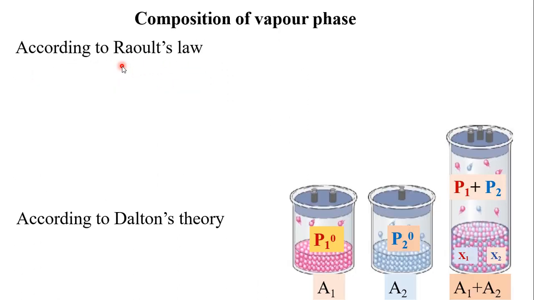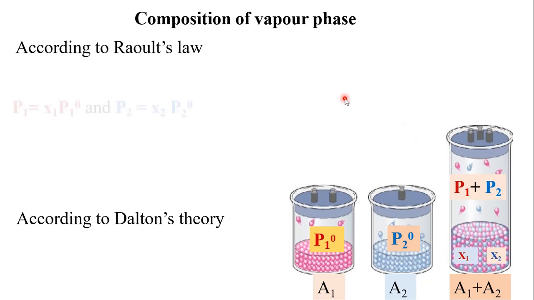Now the second point of this topic: composition of vapor phase. Now the composition of the liquid phase is x1 plus x2, and that is equal to 1. Now we are going to study the composition of vapor phase. Vapor phase मधलं composition काय असतं, मोल फ्रॅक्शन काय, हे आपण आता फाइंड आउट करणार.